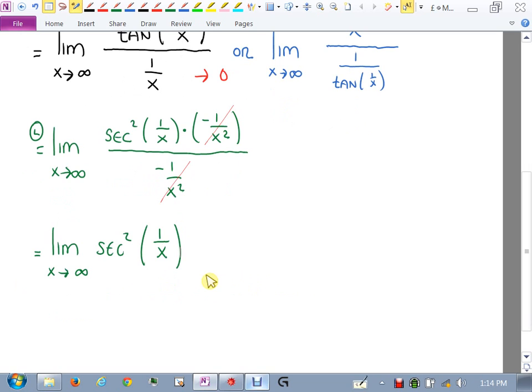And now let x go to infinity. 1 over infinity goes to 0. Secant of 0. So I'm thinking over here, what is secant of 0? Secant of 0 is the same as 1 over cosine of 0, isn't it? Secant is 1 over cosine. So cosine of 0 is 1. So that's just 1 over 1, isn't it? So this is just 1. So this whole thing here, secant of 1 over x, is going towards 1, and then I'm squaring it. So 1 squared is just 1. So your answer is 1.